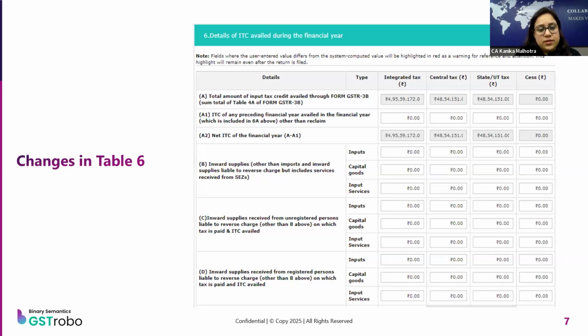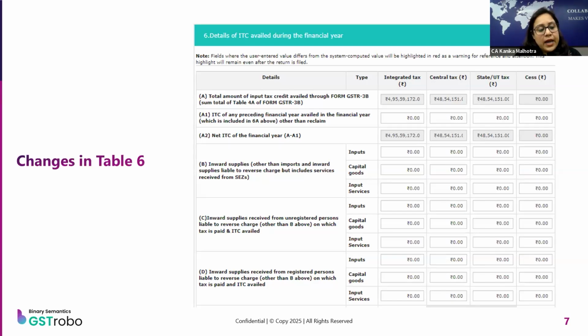Here, first of all, this is table 6, and table 6 has the major changes. First of all, 6A1 has been inserted. If we talk about 6A, I think this basically contains all the ITC that is already there in GSTR 3B table 4A. So all the ITCs that we have availed will be reflected here for the financial year.